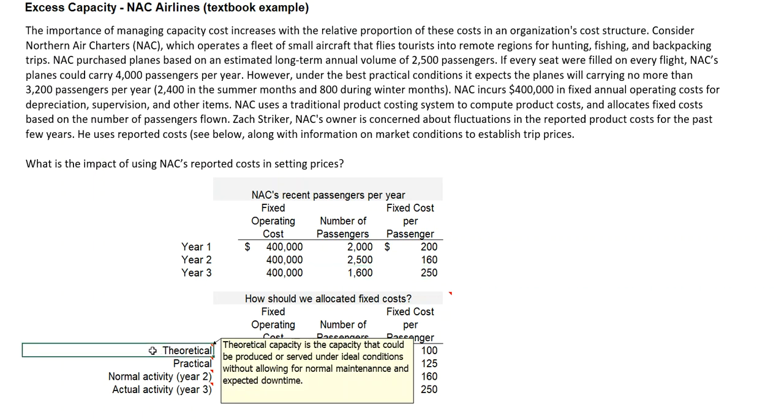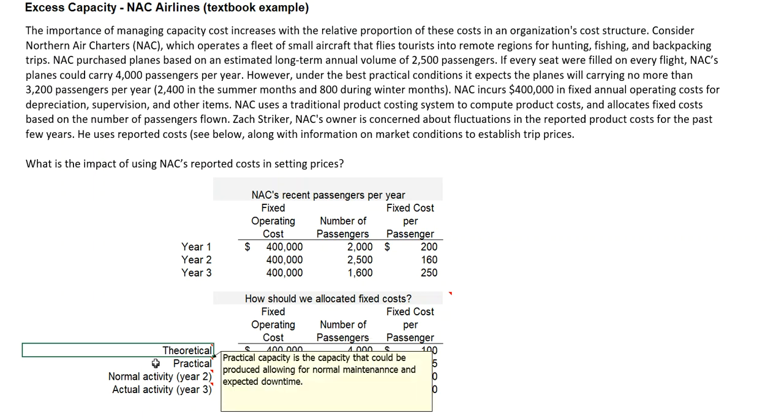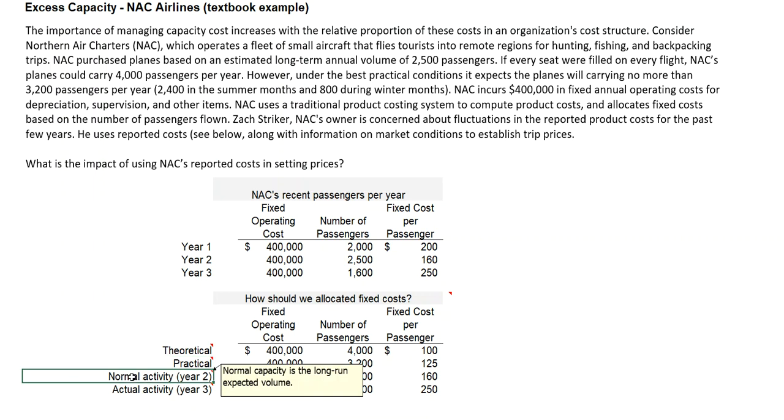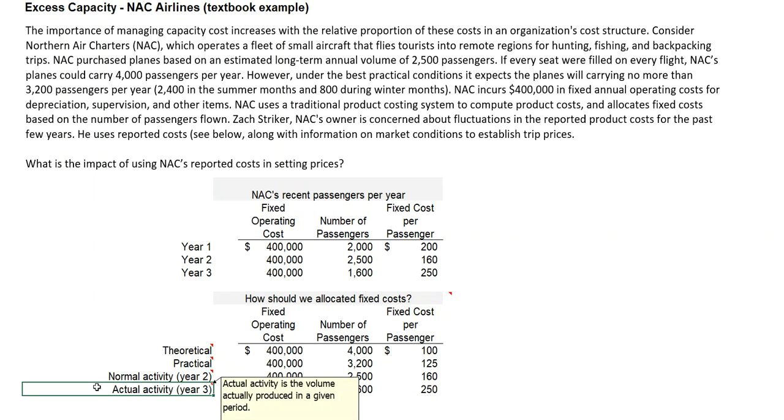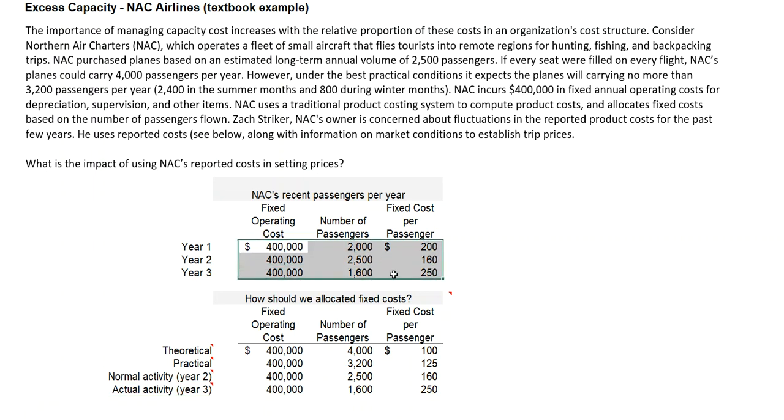We can examine 4 different methods for allocating fixed costs. The first is a theoretical method, in which the theoretical capacity is the capacity that could be produced or served under ideal conditions without allowing for normal maintenance and expected downtimes. A second way of allocating fixed costs is a practical method. Practical capacity is the capacity that could be produced allowing for normal maintenance and expected downtime. We can also consider a normal activity level, which is our long-run expected volume, or actual activity levels. That's the volume actually produced in a given time period, which we can see above caused big fluctuations in our fixed cost per passenger.